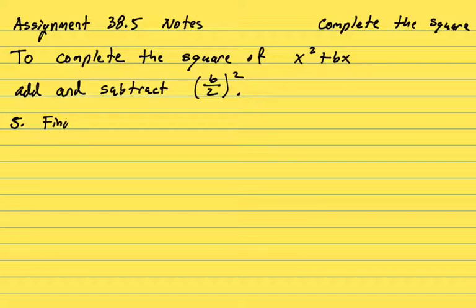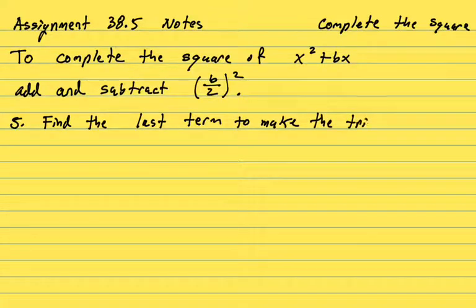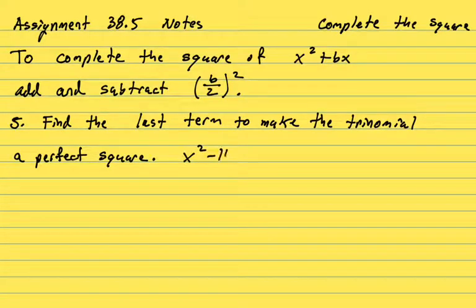So we're going to find the last term to make the trinomial a perfect square. So technically right now it's going to be a binomial, but we're gonna make it into a trinomial. So you have x squared minus 14x, and then we're gonna figure out what we need to add there to make this a perfect square trinomial.